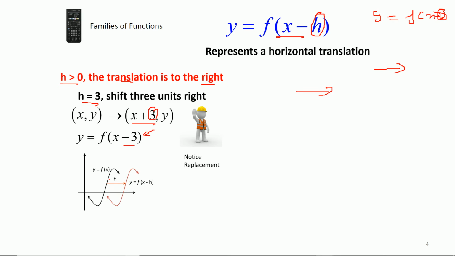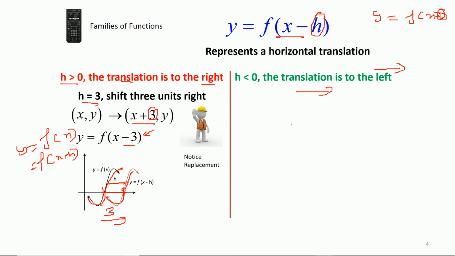So what has happened? This was y equal to f x, our function. But now y is not equal to f x. Y is actually f of x minus h. So what you have done is, this h or this 3, from this point to this point, is 3 units. So we have shifted it.